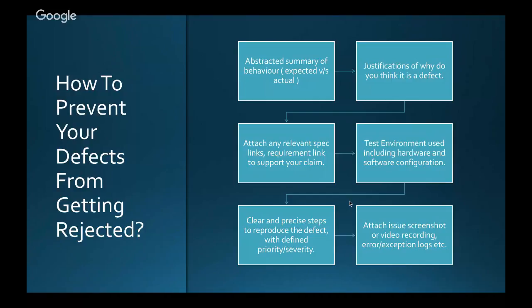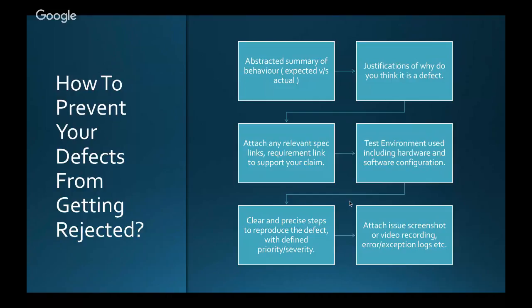Unless it is a high priority, high criticality issue, nobody is going to pay attention, right? And if you think it is a high priority and high criticality issue, you have to come up with the right kind of justification. You have to come up with the right kind of environment details. You have to attach the relevant specs and expected versus actual summary plus the steps. And then only the developer or the business person who is going to handle that issue will understand the importance of that defect.